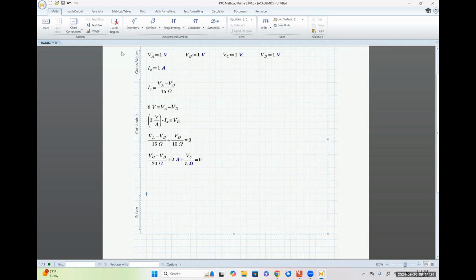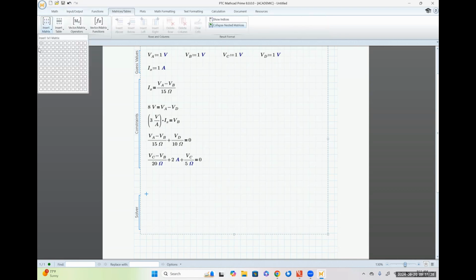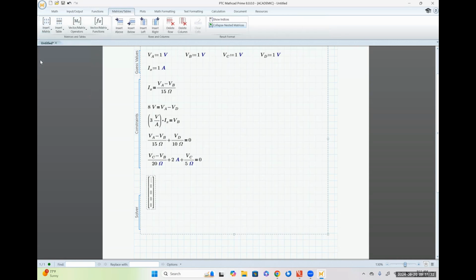So what I'm going to do is put in a matrix. I'm going to do a 5x1 matrix because I have 5 variables, so I'm just making a 1 column effectively. And in this column, I'm going to put in those 5 variables: VA, VB, VC, VD, and IX.